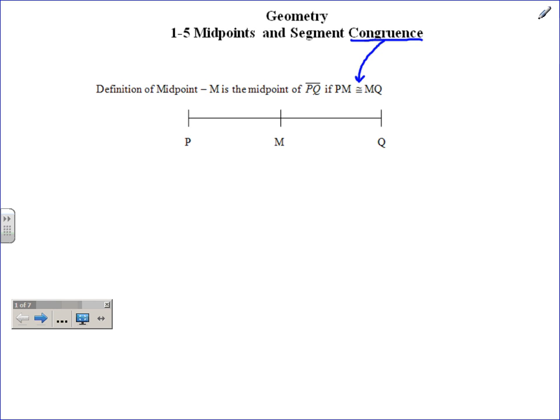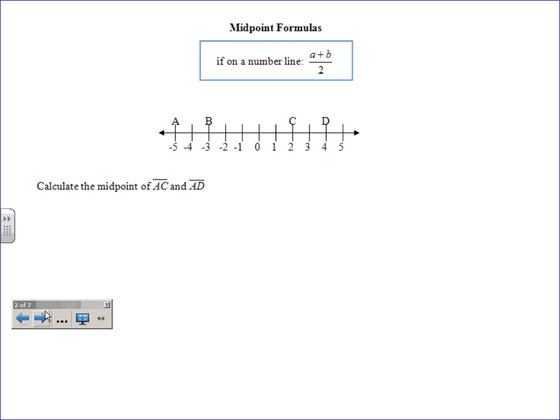So it's saying the distance from P to M, maybe that's an 8. For M to be the midpoint, what's the distance from M to Q have to be? It has to be 8. Do you agree then M is in the middle? Yeah, it would have to be. Okay. And are they similar shapes? Yes, they're both segments, correct? And do they have the same measure? Yes, they do. So that's what congruence talks about, all right? And obviously it wouldn't have to be 8, that's just what I chose, all right? So that's really what midpoint means.